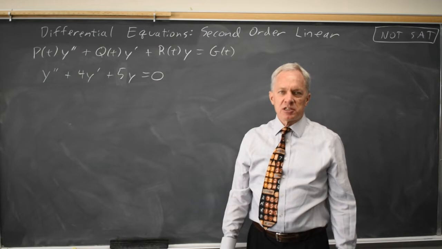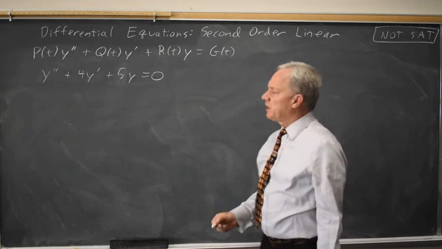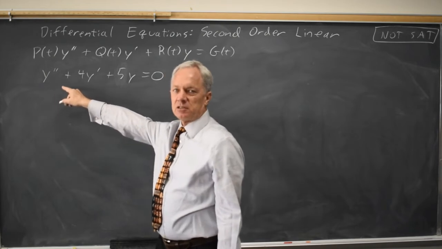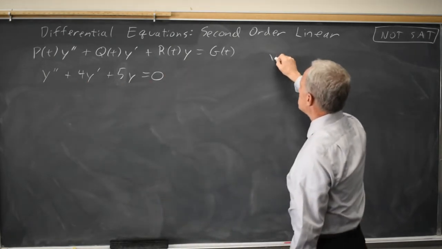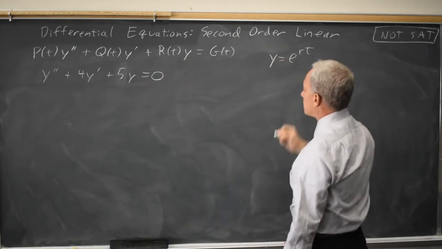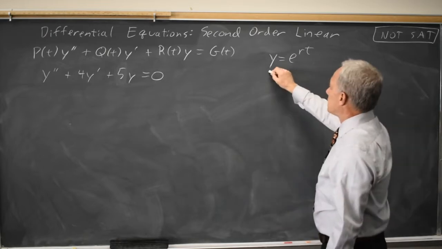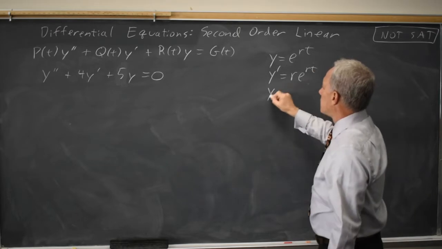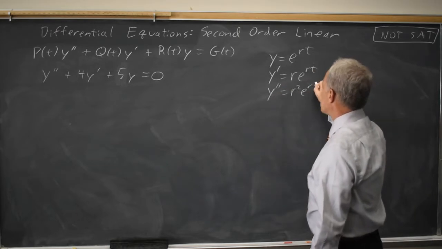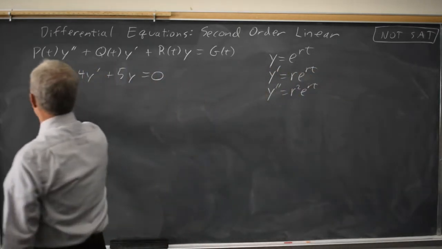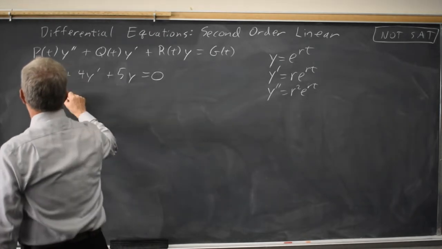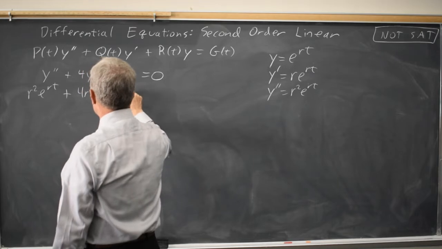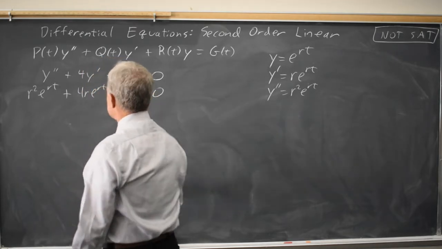The approach to these constant coefficient problems is, if it's a homogeneous linear ordinary differential equation with constant coefficients, we assume y equals e to the rt, and I will justify that later. That gives us y prime, for r equals constant, is r e to the rt, and y double prime equals r squared e to the rt. So y double prime becomes r squared e to the rt, and 4y prime is 4r e to the rt, and 5y is 5 e to the rt, and all that equals 0.